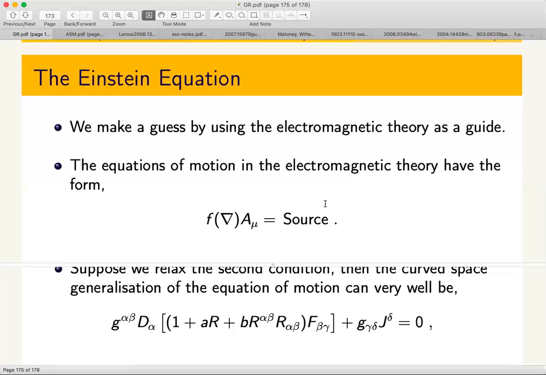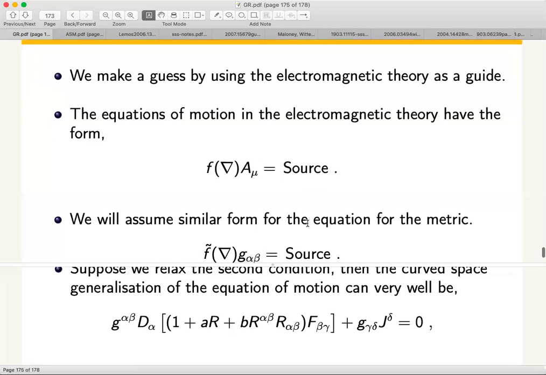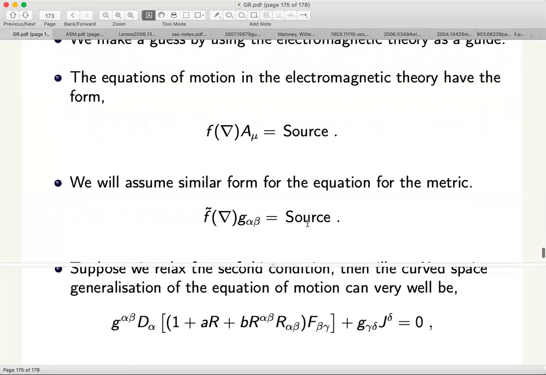But if you try to write down a more general theory of electromagnetism, which involves higher derivative terms, you know, F to the 4 terms, or square root of 1 plus F squared kind of terms, actions, you can choose whatever you want. They would still have a form of this kind, that there are a bunch of derivatives acting on the gauge field, which are equal to the source, the current. So we'll assume something similar for the metric also. You replace the gauge field by the metric, and there is some function of derivatives acting on the metric which is related to the source.